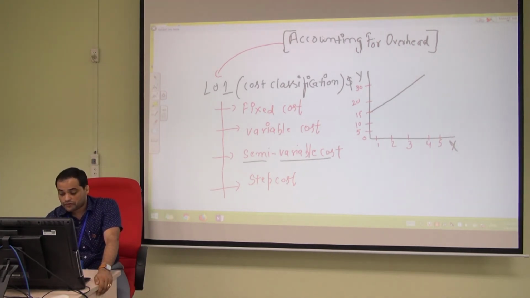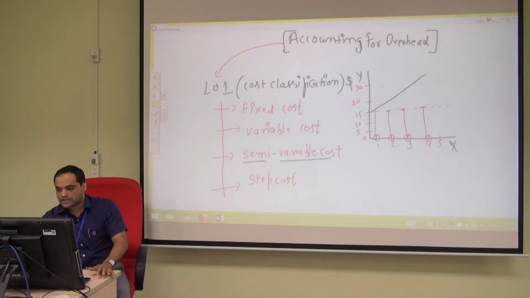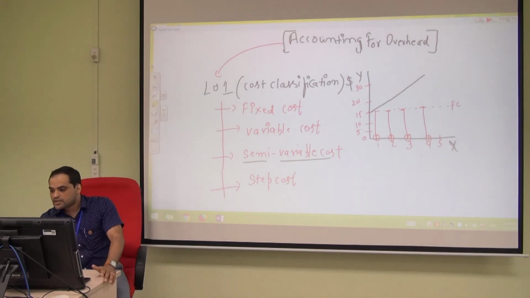From the level of 0 to 15, you produce 1 product, 2 products, 3 products, or 4 products. Your cost remains unchanged. All right? So you can see that you produce 1, that is your cost. 2, that is your cost. 3, that is your cost. 4, that is your cost. Your cost remains unchanged. So that is your fixed cost. You are bearing a fixed cost which is $15.